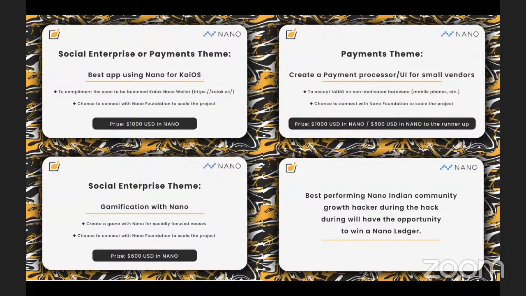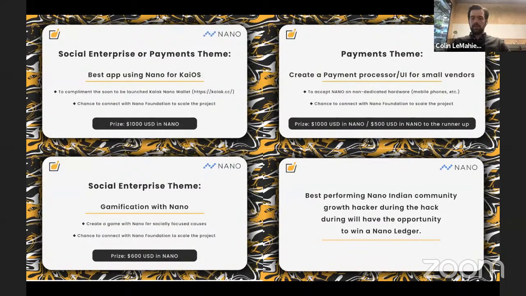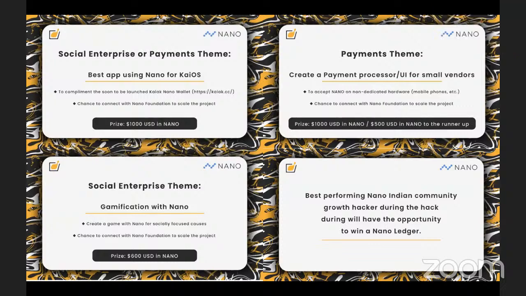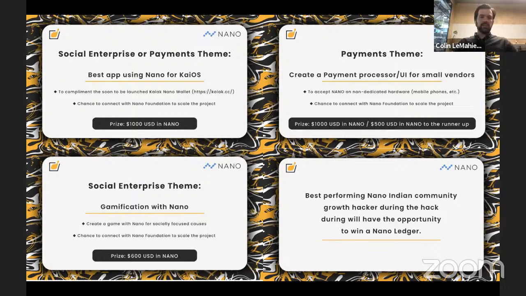Are we seeing the payment themes? No. Maybe if you could just this one. Yeah, from here on. Okay, perfect. So I did describe all these payment themes, but now you can take a look at what they are. So again, just the best app for Nano using KaiOS, a payment processor or UI, or gamification of Nano.